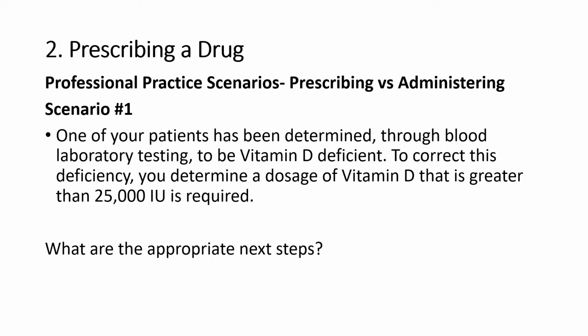Professional practice scenarios: prescribing versus administering. Scenario 1. A patient consults with a naturopathic doctor and has been determined through blood laboratory testing to be vitamin D deficient. To correct this deficiency, a dosage of vitamin D that is greater than 25,000 IU is determined by the ND as required. As the recommended dosage meets the limitations stipulated in the prescription drug list as of February 2021 for classification of a drug, you must write a prescription for the patient and inform them that the prescription may be filled at a pharmacy or via your dispensary, if available.